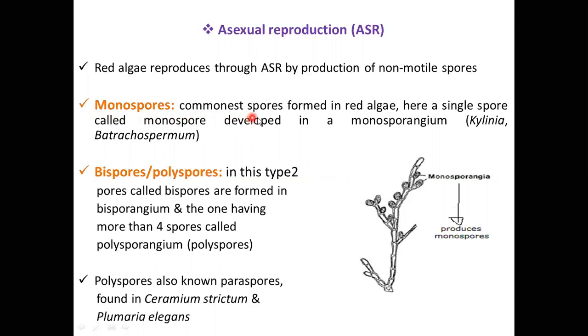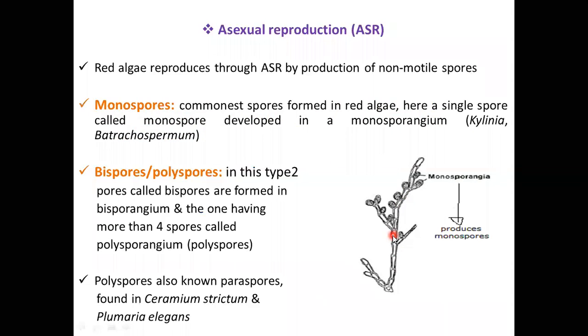Monospores are the commonest spores formed in red algae, and in this type a single spore called a monospore is developed in a sporangium known as a monosporangium. So a monospore is a single spore which develops in a monosporangium. Mono means one, spore means spore. It is found in Chylenia and Batrachospermum.